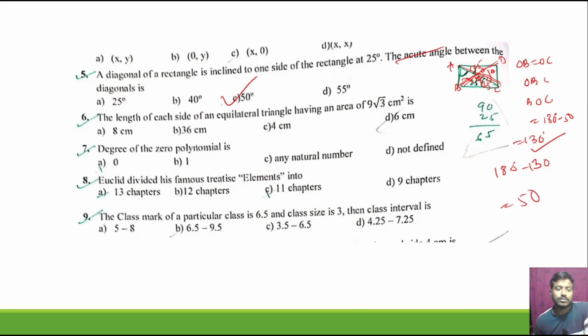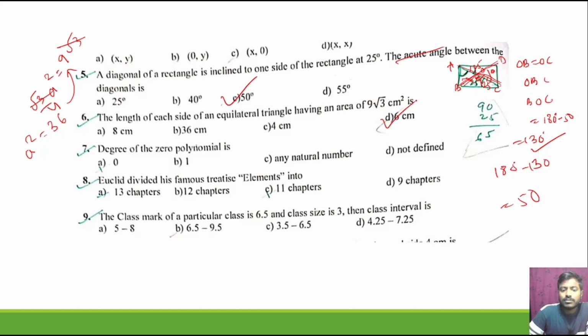So next question, question number 6. If the length of each side of an equilateral triangle having area 9 root 3... Okay, we know that the equilateral triangle area equal to root 3 by 4 a square is equal to 9 root 3. Now root 3 cancels; if I separate 4, a square equal to 36, 9 times 4 is 36, so a equal to 6, yes or no? So length is equal to 6 centimeter.